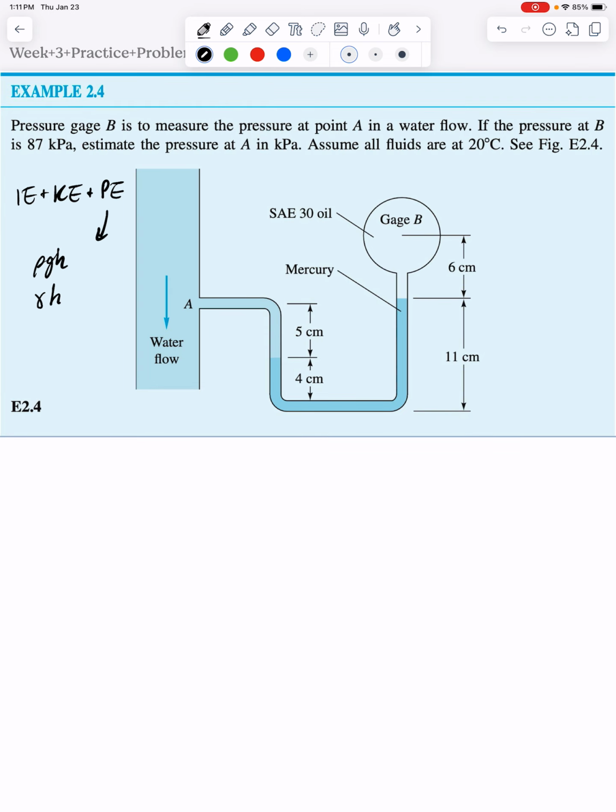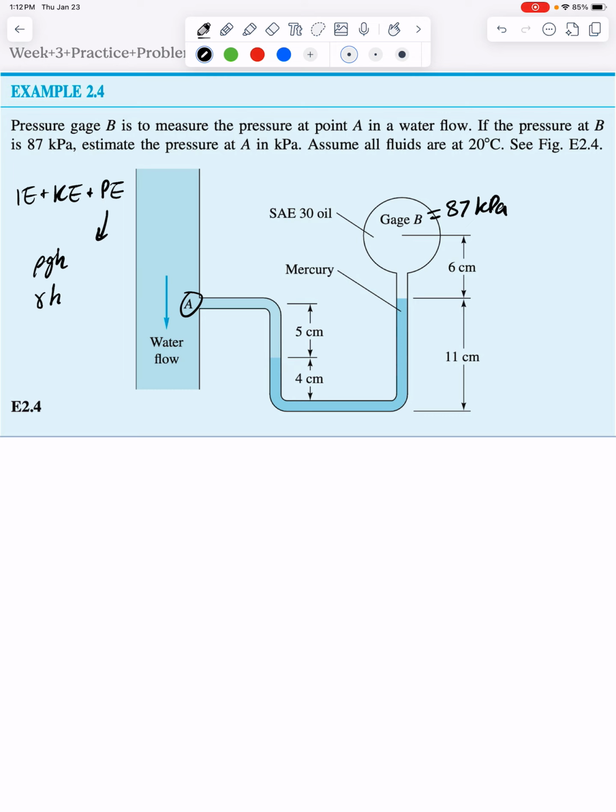So here we have this system. You have water flowing through. It looks kind of like a Pitot tube, but at point A, the static pressure is recorded, and it goes through the water, through mercury, and through oil. And then we get to gauge B. We're given the pressure at gauge B. It's 87 kilopascals. We want to know what the pressure is at point A.